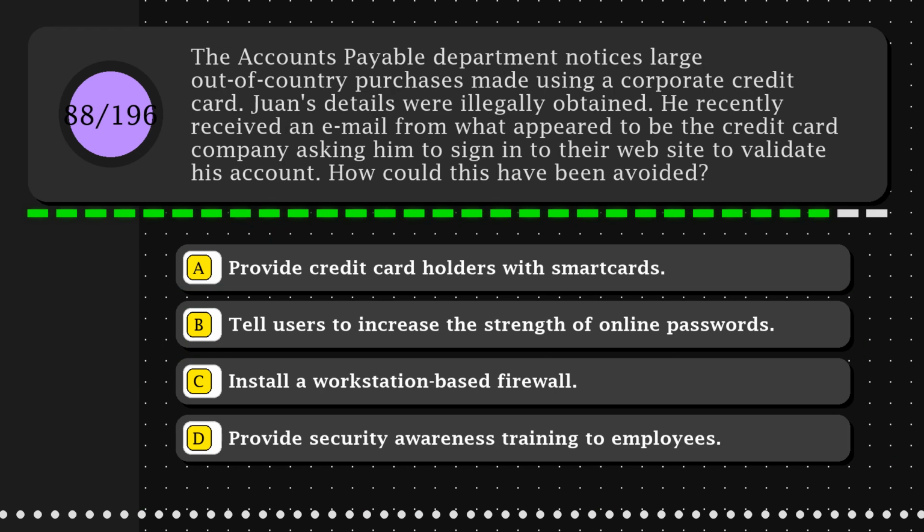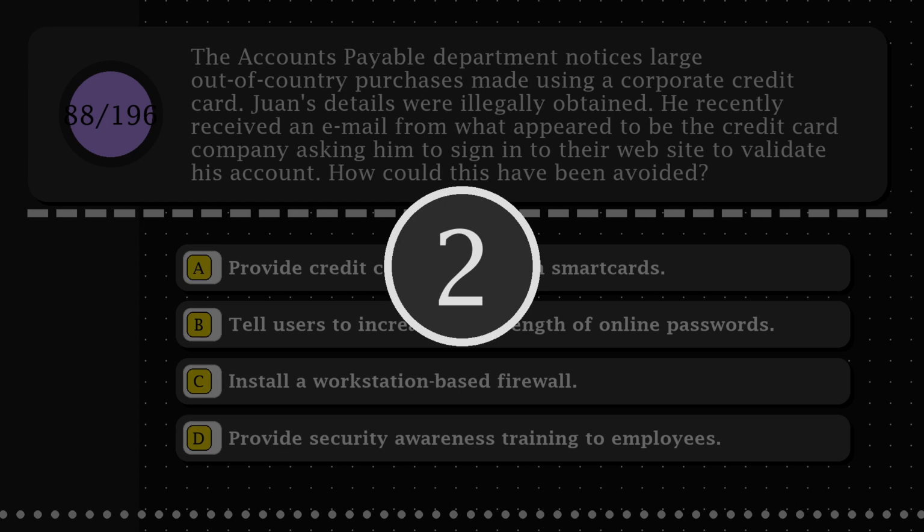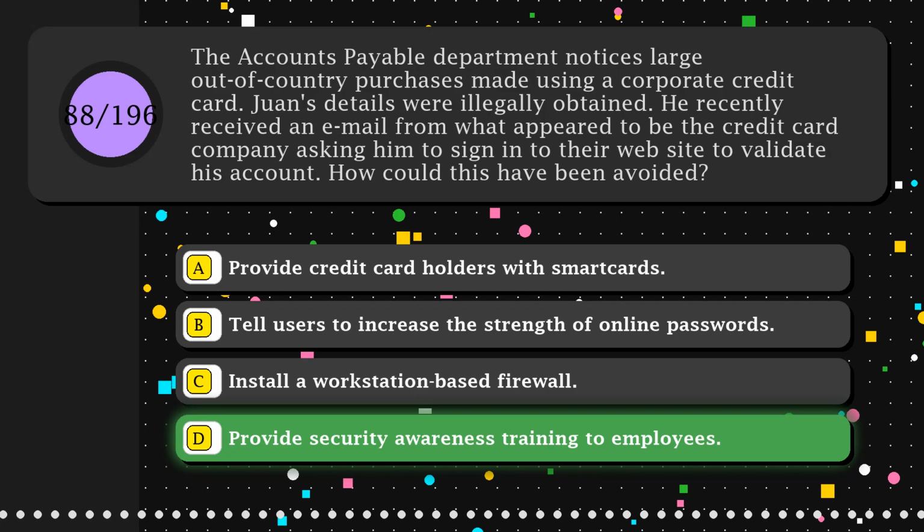Question 88. The Accounts Payable Department notices large out-of-country purchases made using a corporate credit card. Juan's details were illegally obtained. He recently received an email from what appeared to be the credit card company asking him to sign into their website to validate his account. How could this have been avoided? Option A, provide credit card holders with smart cards. Option B, tell users to increase the strength of online passwords. Option C, install a workstation-based firewall. Option D, provide security awareness training to employees. The correct answer is option D, provide security awareness training to employees.